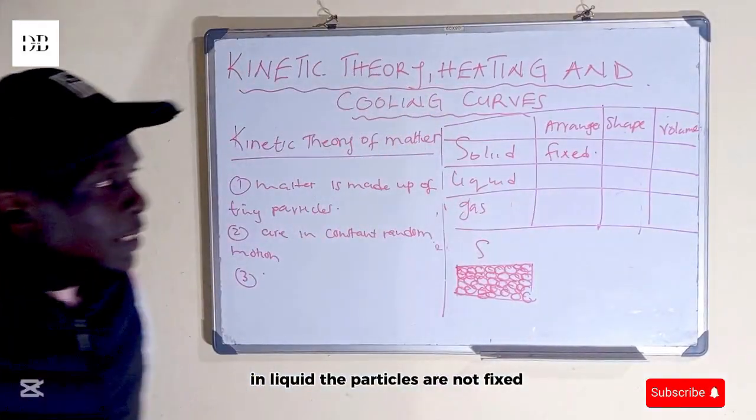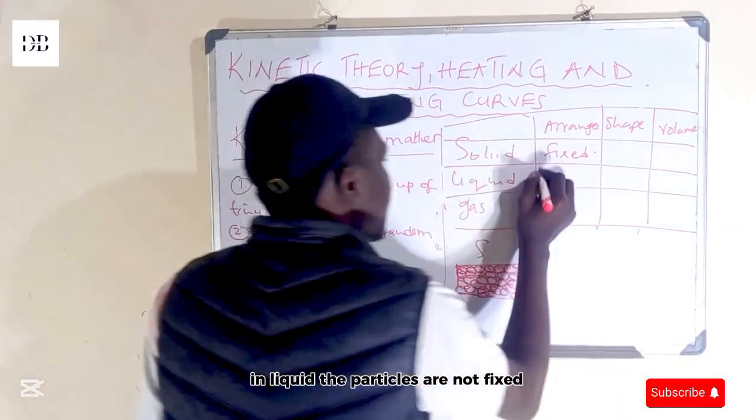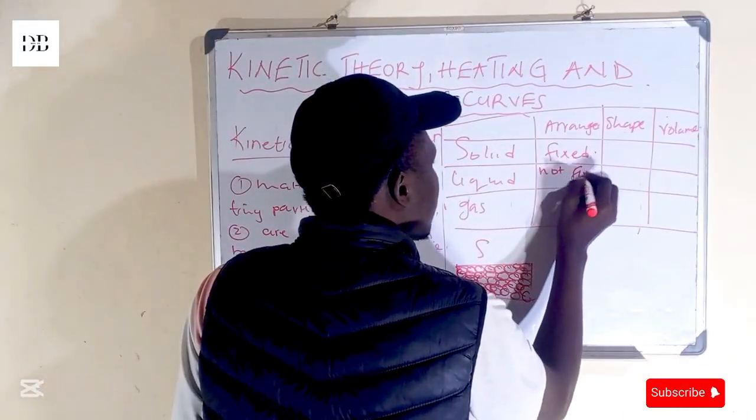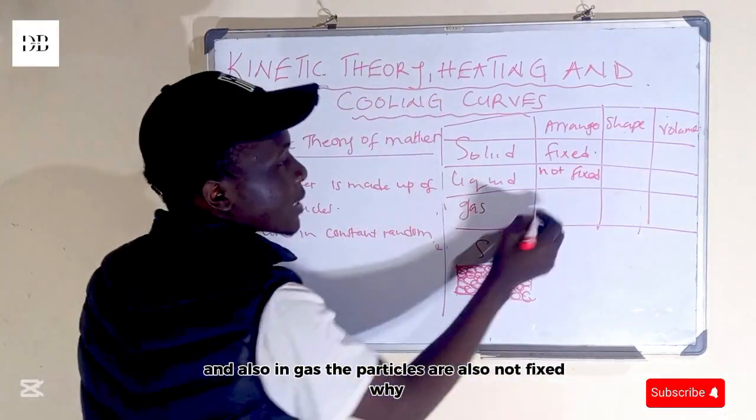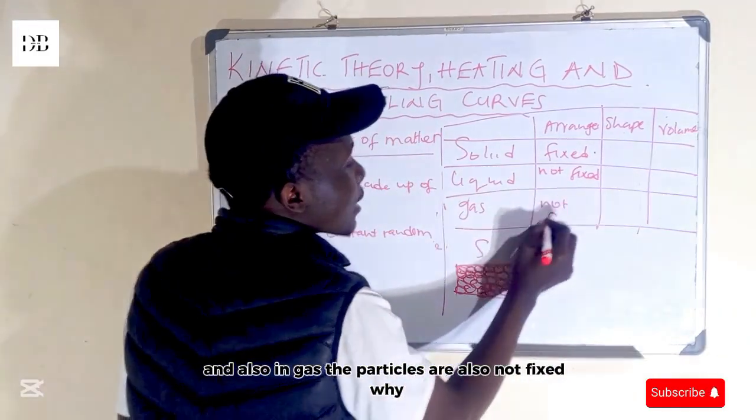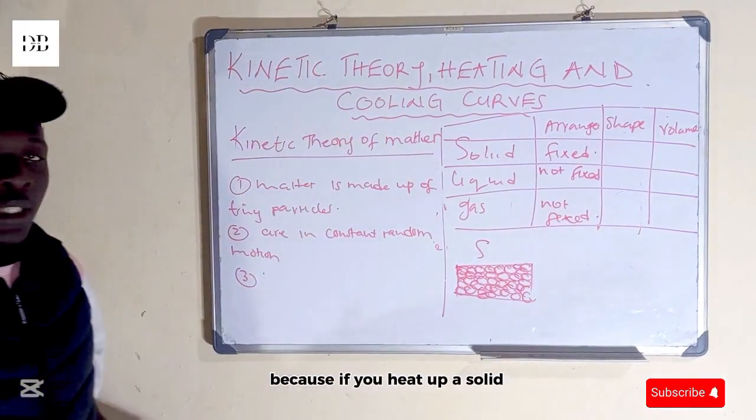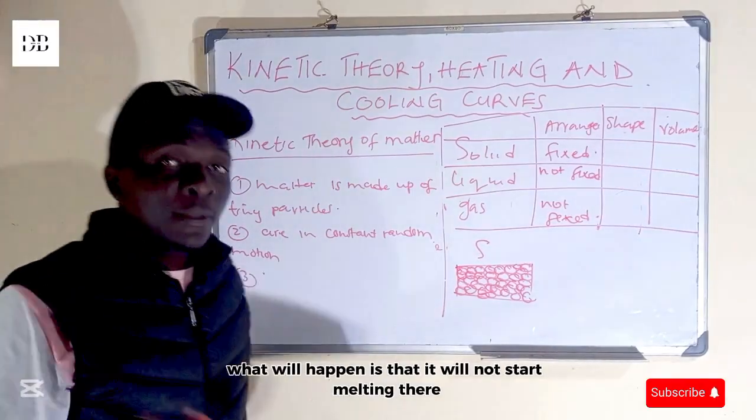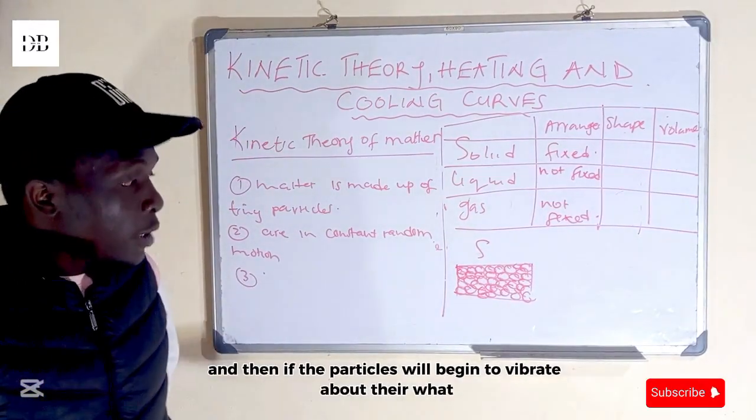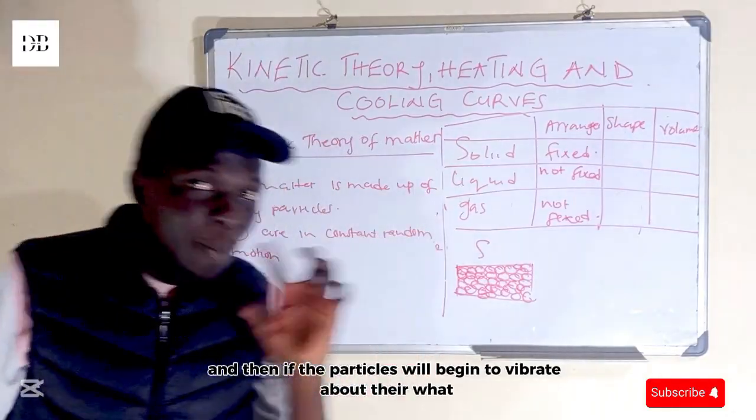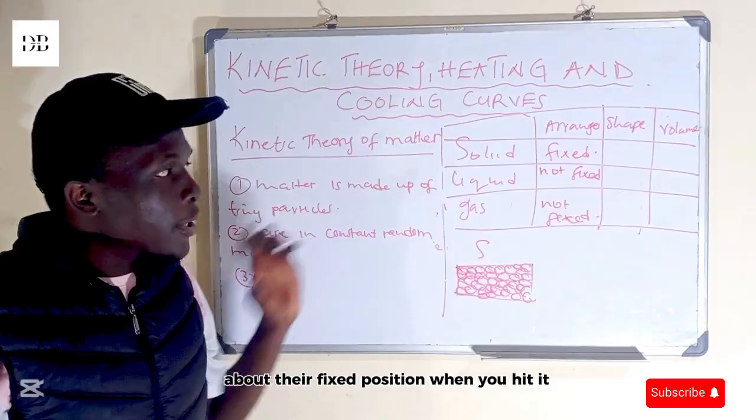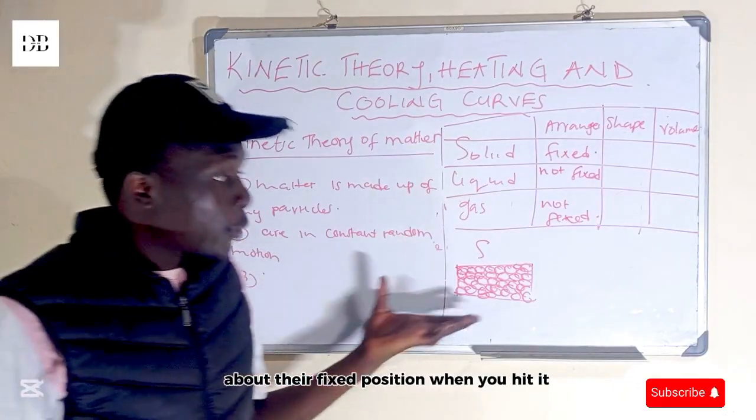In liquid, the particles are not fixed. And also in gas, the particles are also not fixed. Why? Because if you heat up a solid, it will not start melting right there and then. The particles will begin to vibrate about their fixed position when you heat it.